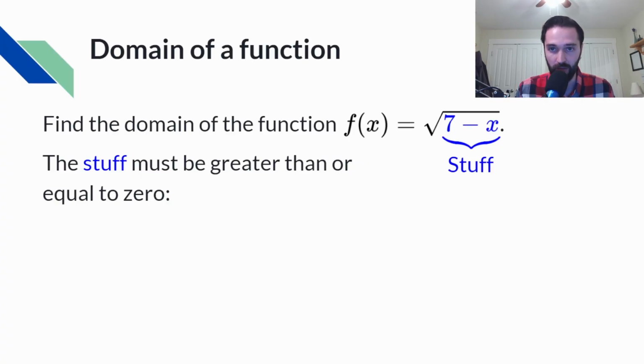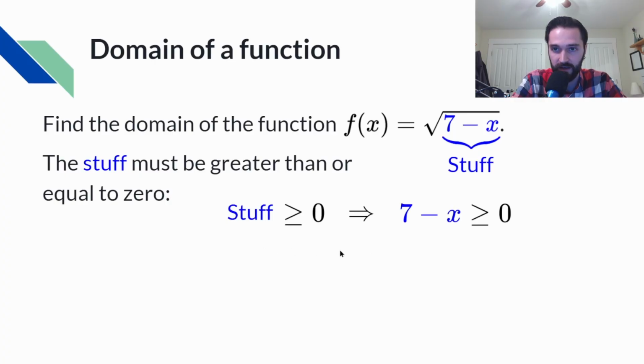That's a topic in complex analysis. In this playlist, we're only dealing with real valued functions, so we want real numbers. So the stuff must be greater than or equal to 0, and we can write that down as an inequality. The stuff is just 7 minus x. So that's how we set up an inequality that we're going to solve.